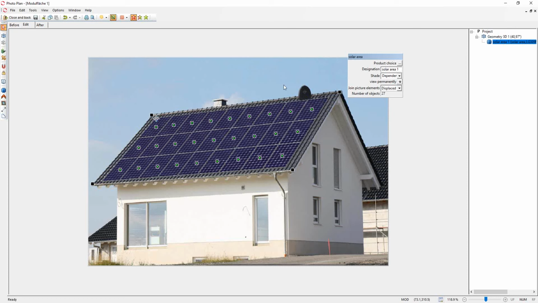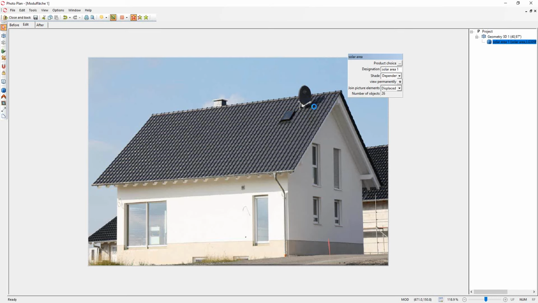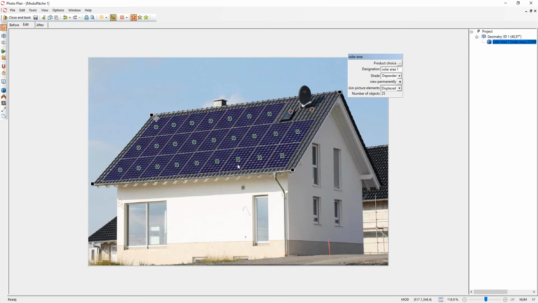And what else do we have to do? We have to remove the modules here above our roof areas. There was a small skylight as well as a parabolic antenna, and this we don't want to cover with modules, so we have to remove these modules by clicking on the green circle in the center of the module. And here we are. Now this is the maximum number we can place on a roof, and this is the number of 25 modules.